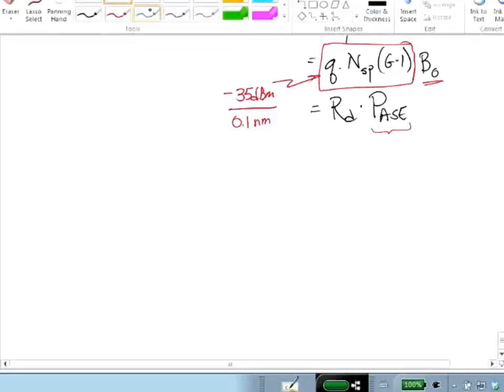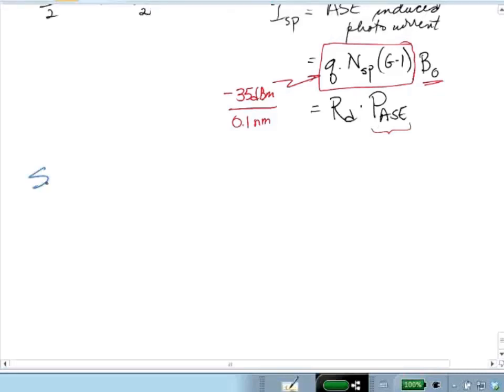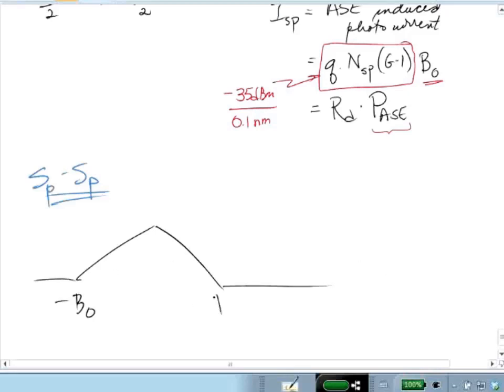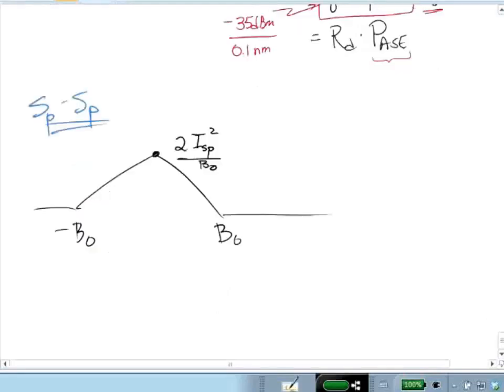So returning now to the other term, which would be the spontaneous-spontaneous beating term. This one has a power spectral density which is triangular, symmetric in shape, going from minus B0 to B0, so a total absolute width of 2B0. And the height of this triangle is 2 I_sp squared divided by the optical bandwidth. And we've already defined all these.